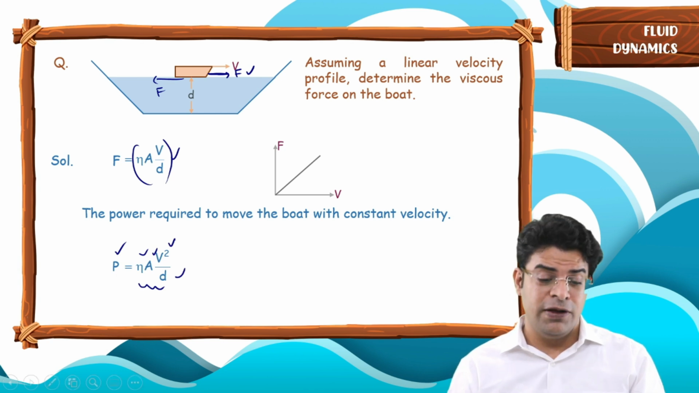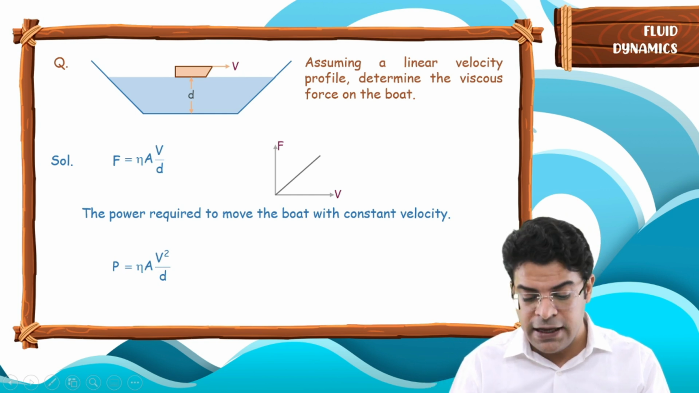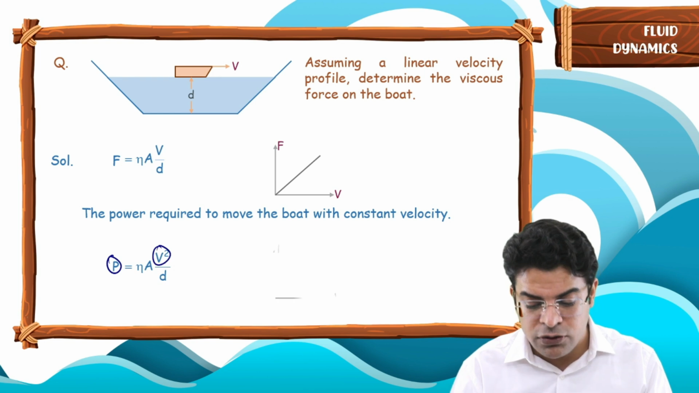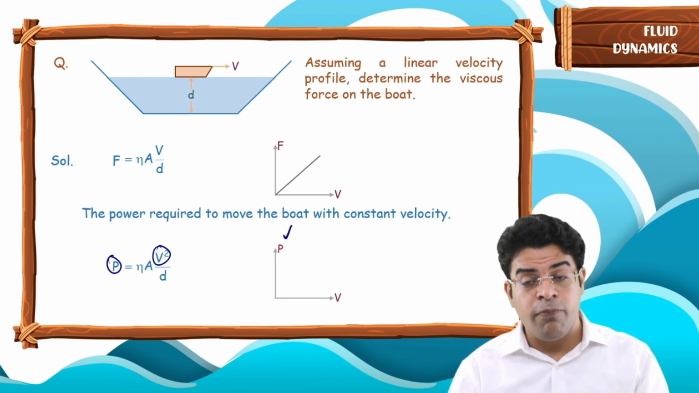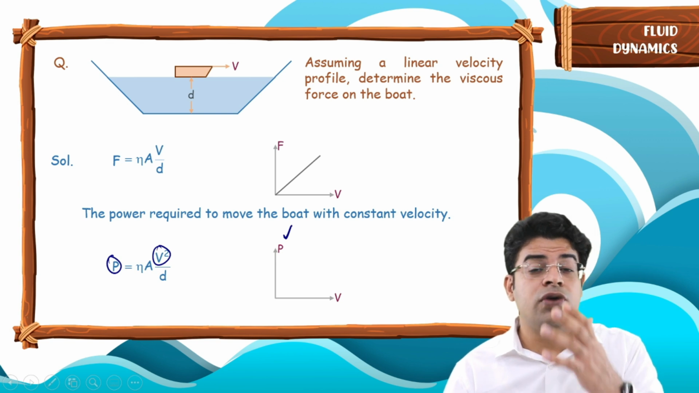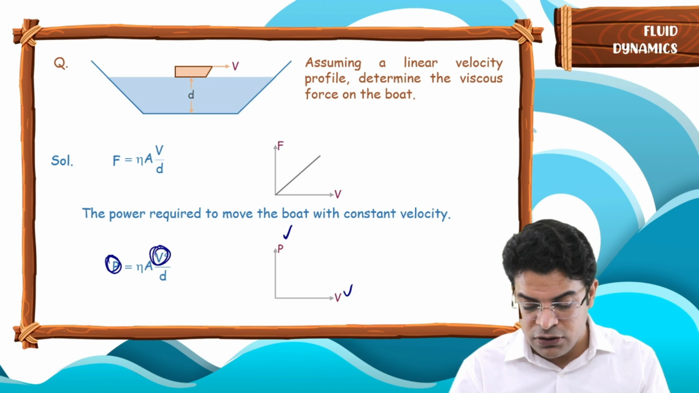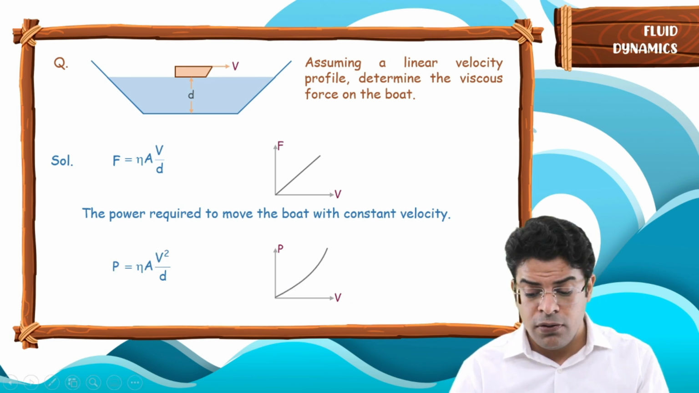It is so simple. If they ask you what the graph of the power delivered to the boat versus the velocity of the boat will look like, you can see P is proportional to v². So if you need to plot the graph of power that needs to be provided to the boat so as to move it with a constant velocity v, you get P proportional to v². So the graph goes something like this. P grows faster than v.